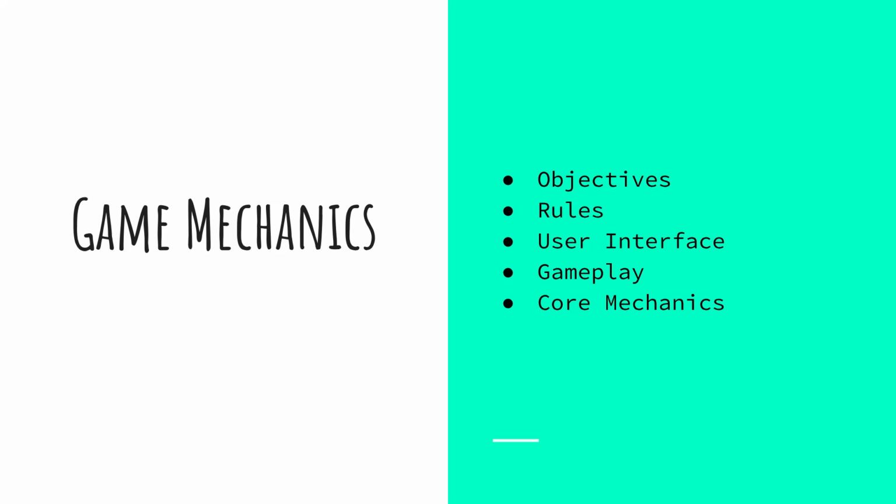Our next section will be the game mechanics. Here we're going to go over the objectives, some of the rules, give an example of our user interface, give some examples of gameplay, how it's going to feel, and then some of the core mechanics we're going to be using to go along with the game.